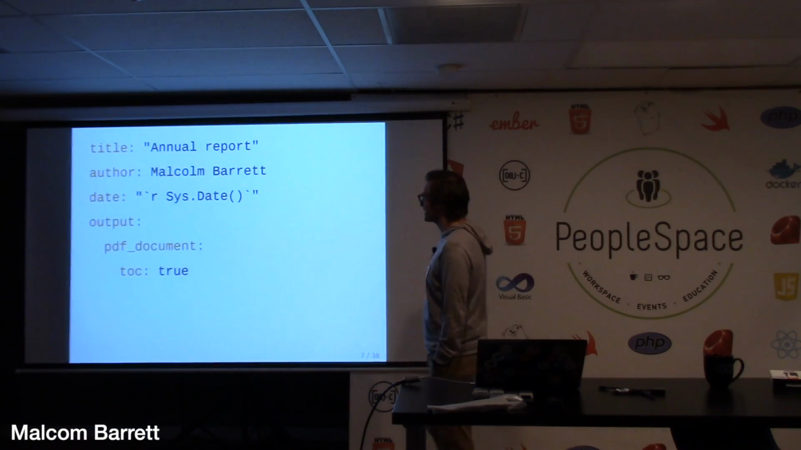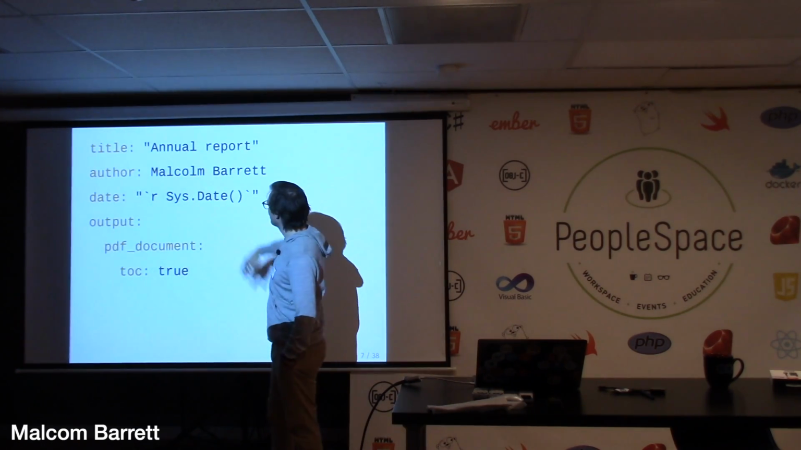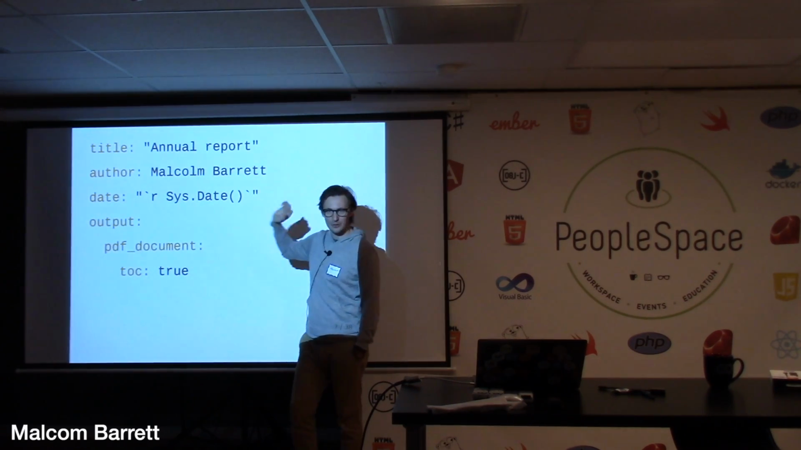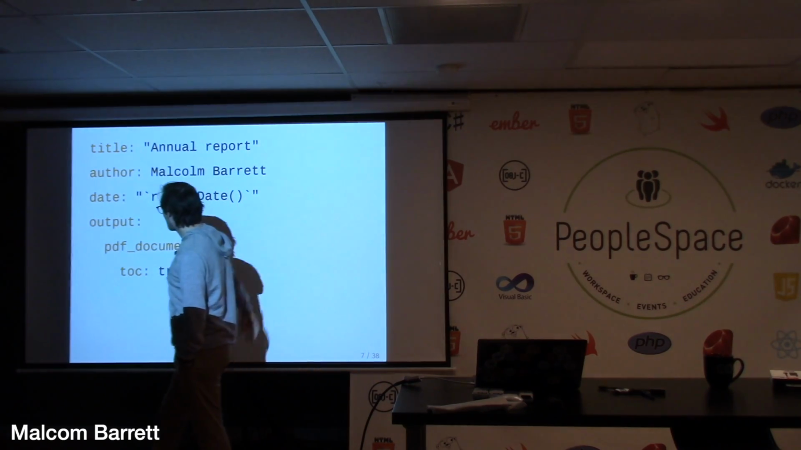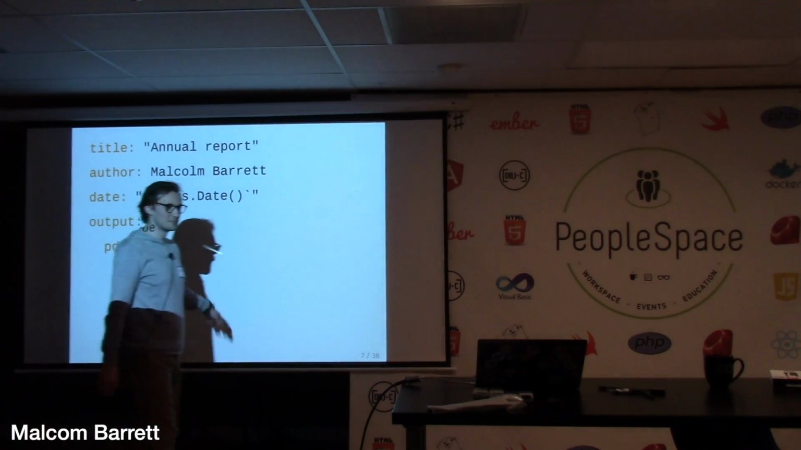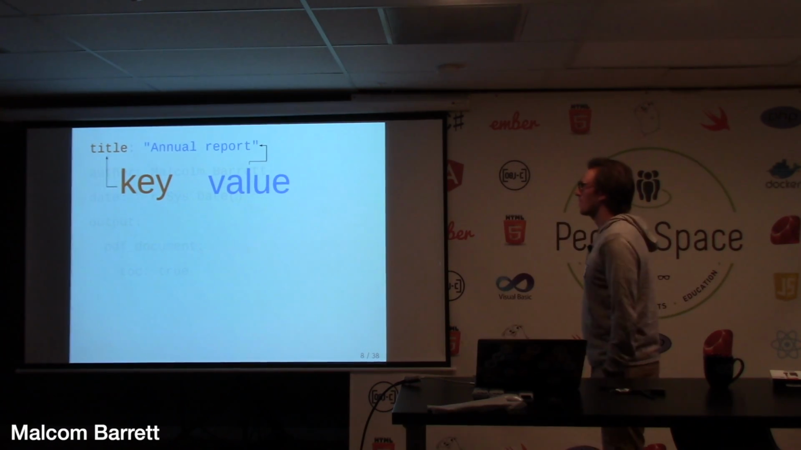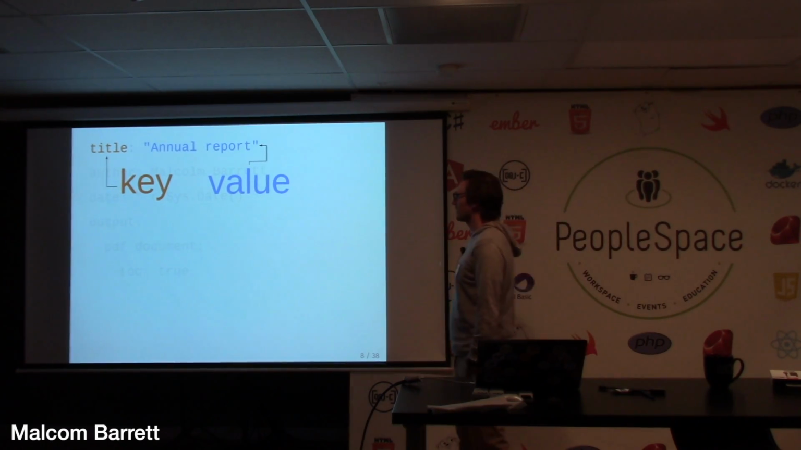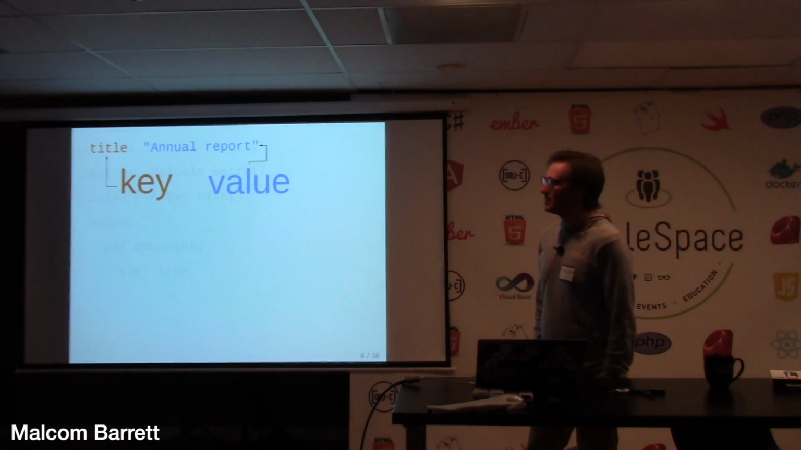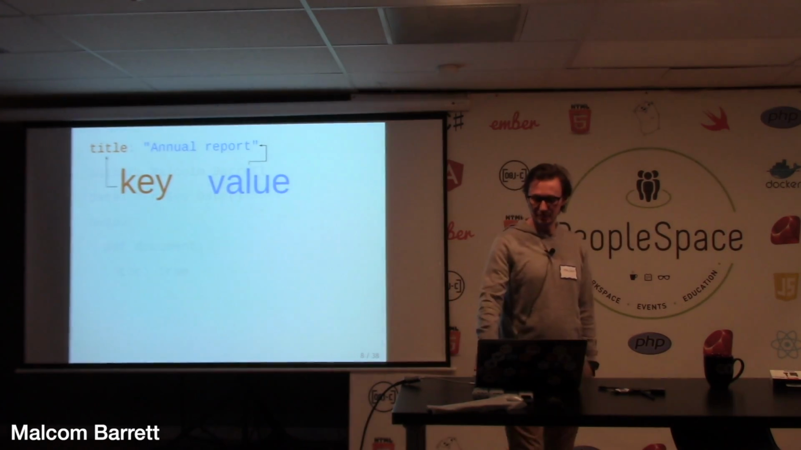So usually we've got something like this at the top of our R Markdown document, right? I've got title, this is my annual report that I'm sending off. That's me, I'm the author. I'm using a little bit of R code to set my date for just whenever I'm knitting this document. And then I'm also saying I want to have a PDF document with a table of contents here, right? So YAML often works with these key and value pairs, right? So the key is the title, author, date. These are keys, and then the value is the thing that comes after the colon.